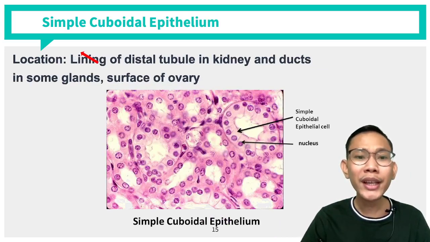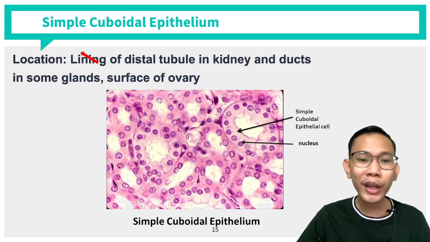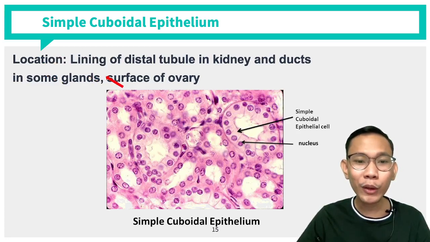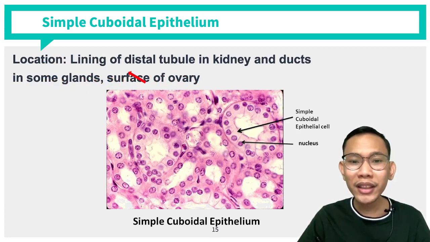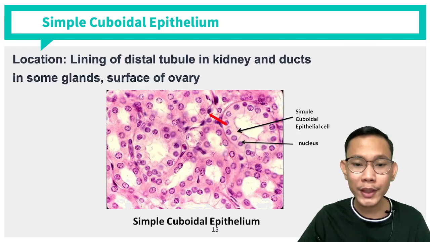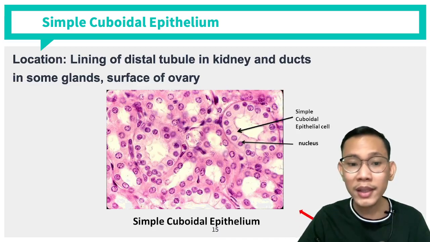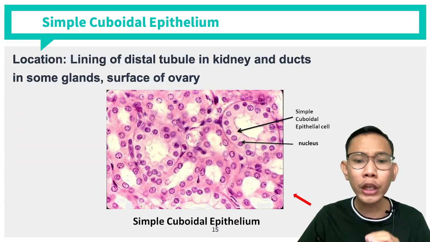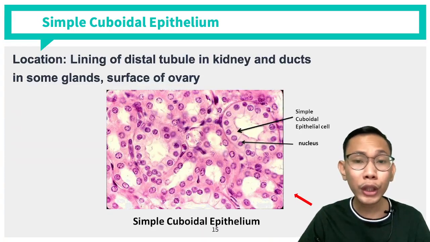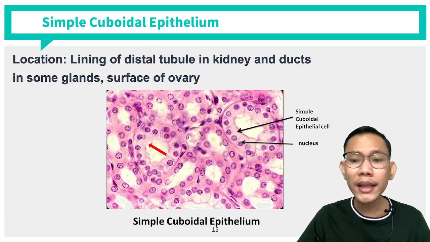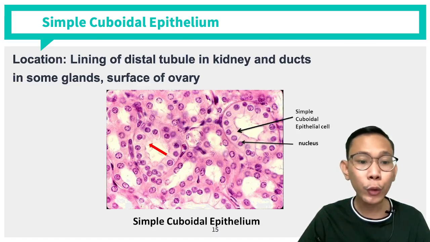Now let's proceed with your simple cuboidal epithelium. The location of simple cuboidal epithelium is the lining of your distal tubule in your kidney, ducts, and some glands and surface areas. So when we say simple cuboidal epithelium, it lines your small excretory ducts in the different organs. It could be in your proximal convoluted tubules of your kidney, where the apical surfaces of your simple cuboidal epithelium are lined with a brush border consisting of microvilli.